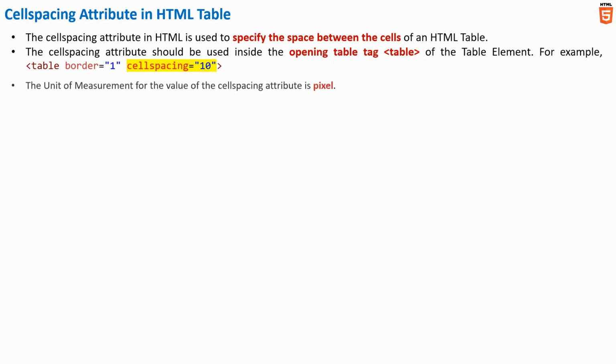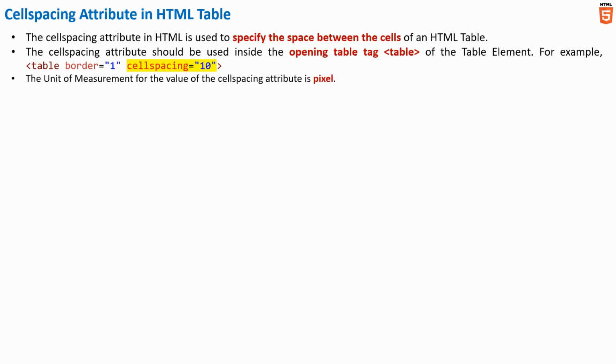Now the unit of measurement for the cell spacing attribute is pixel. Thus cell spacing 10 means cell spacing is 10 pixel.